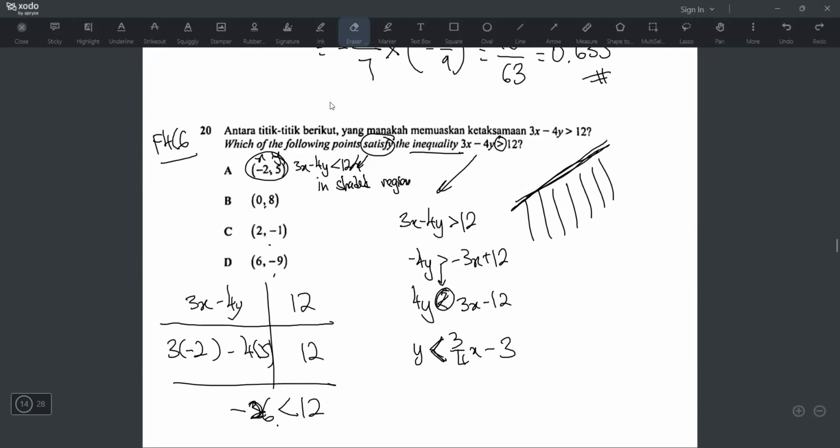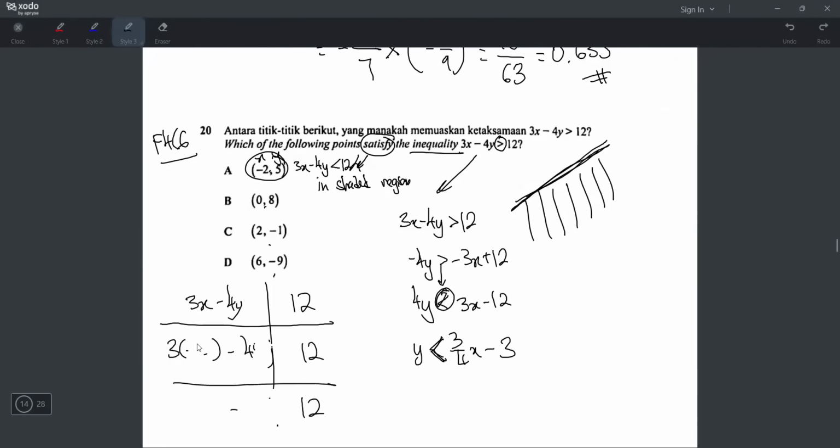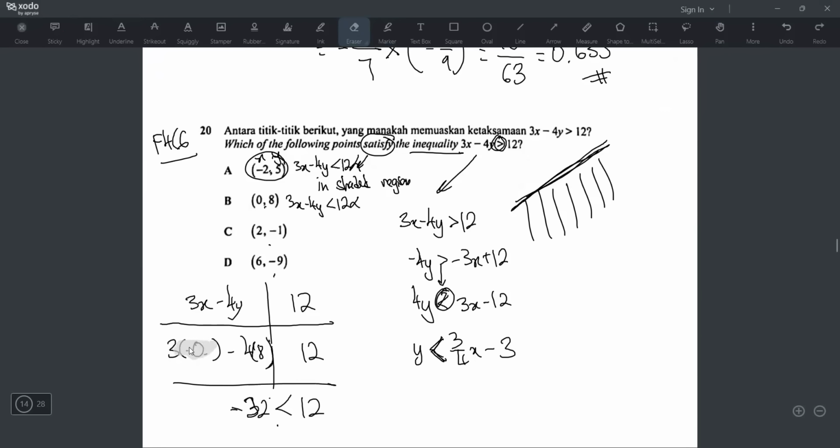So what you do, you take your eraser and erase this. Now you try with B. B is 0, 8, so x is 0, y is 8. 3 times 0 is 0. 0 minus 4 times 8 is negative 32. And as you can see, negative 32 is smaller than 12. That means the left hand side is smaller than the right hand side when you sub 0, 8 inside. So this is also wrong because it doesn't match with this. This one is bigger.